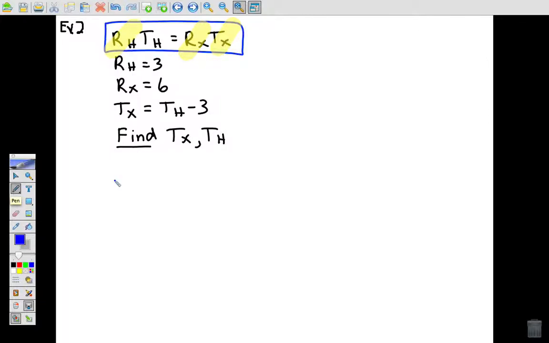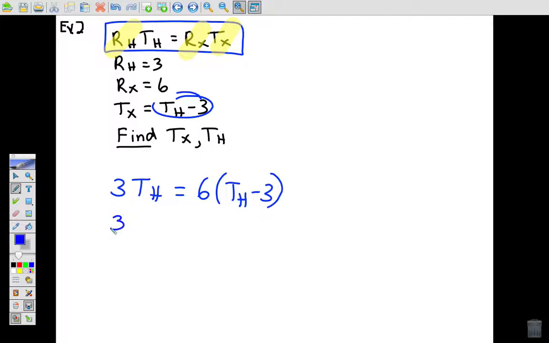So RH is 3, so I have 3TH being equal to, RX is 6, TX is this, it's a couple of terms, so I have to have it in parentheses. Now after I've substituted these in, notice that I have an equation that has one unknown variable, TH, and we can solve for that. So let's go ahead and do that.